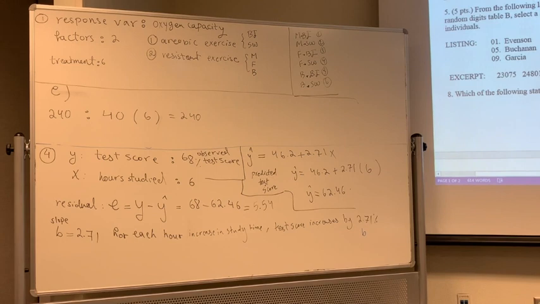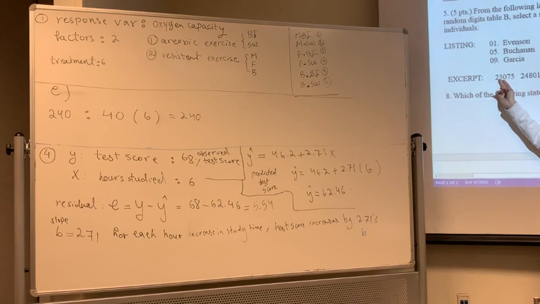Any question? Okay. It says, from the following label listing individuals and the following excerpt from the random digit table B, select a sample size of 3. Okay, so these are already labeled. There are 2 digits. We read them 2 by 2. Correct? 23, we don't have that. 07 is the first individual.